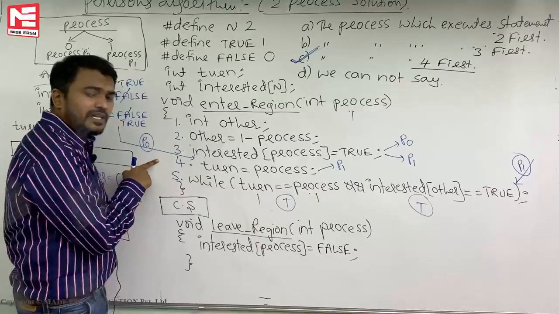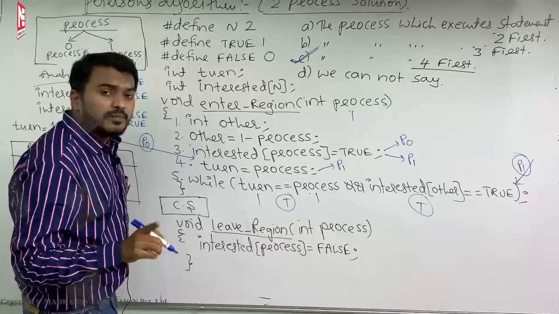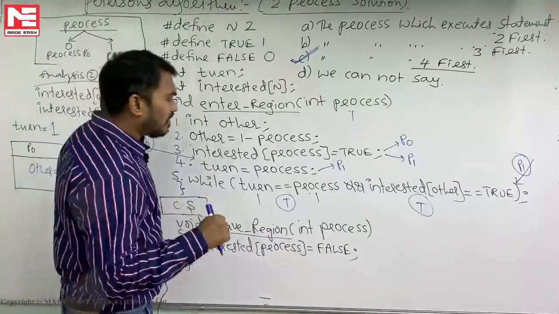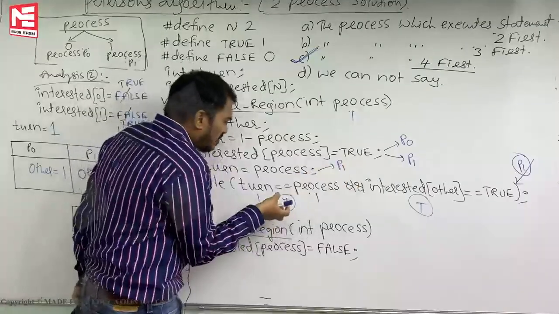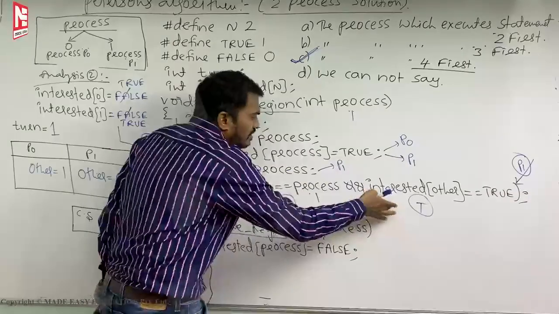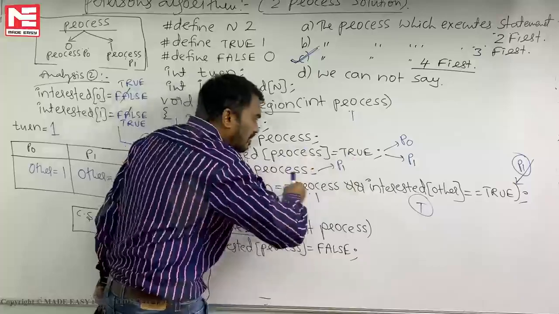P0 is preempted, as I just told you. Preemption is just a temporary stop. The process will come back and continue the remaining execution. Now tell me, what is P1 doing? P1 is checking this condition: turn equal to process. This is true and this is true. Execute here only. Turn equal to process, this is true, this is true. Execute here only.